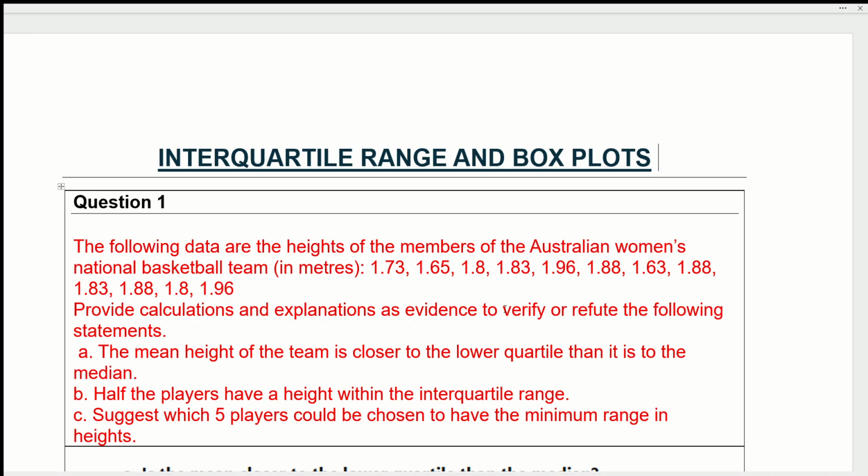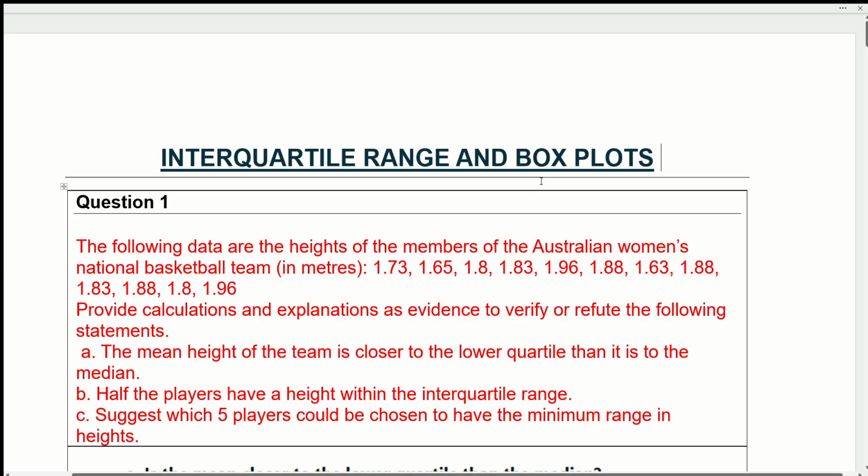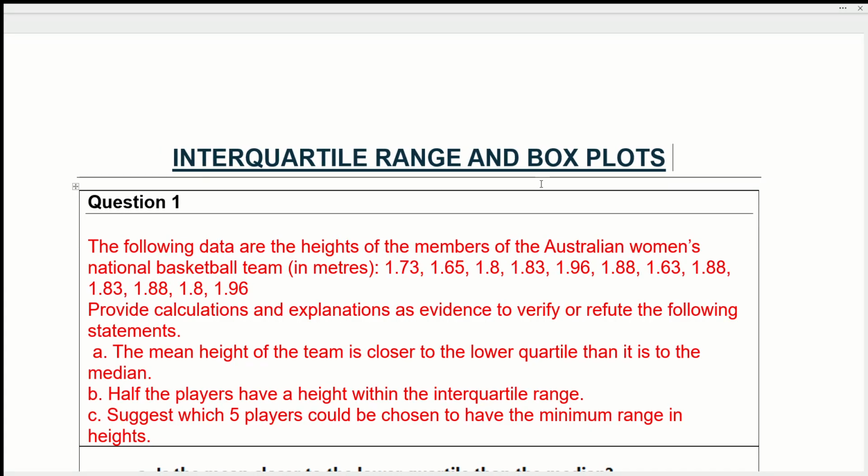minimum range in heights. So this video is going to be in two parts. The first part, we are going to be doing two questions, and I'm going to be showing you how to actually figure out the answers and how to say which statement should be true or false. Okay, so pause this video here and try and solve for the statements A, B, and C.